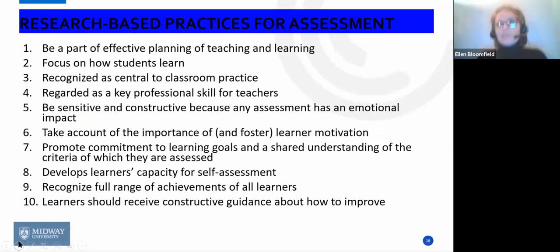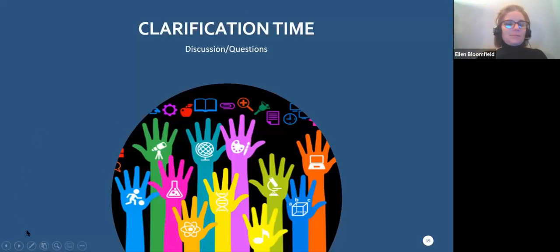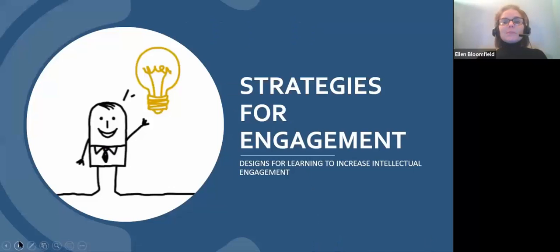So I've got some research-based practices for assessment, just kind of guiding us onto how to, number 6, take into account the importance of fostering learner motivation within your assessment. So it's not just a test at the end of the chapter. You know, we're motivated to learn this kind of thing. We're not going to clarify. We've done that pretty good.